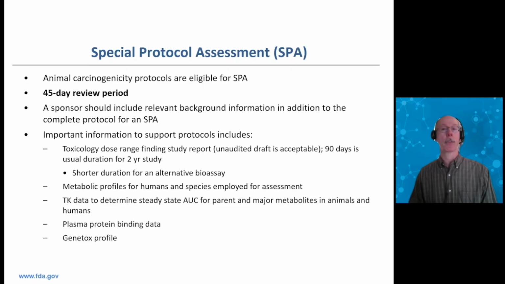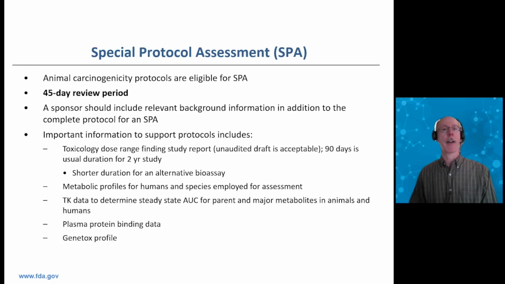Some of the important information that we need to review to support a protocol include toxicology dose range finding study reports. Those are generally 90-day studies to support a 2-year carcinogenicity study, but they can be of shorter duration for an alternative bioassay. For example, a 1-month dose range finding study is sufficient to support dose selection for a 6-month transgenic mouse study.